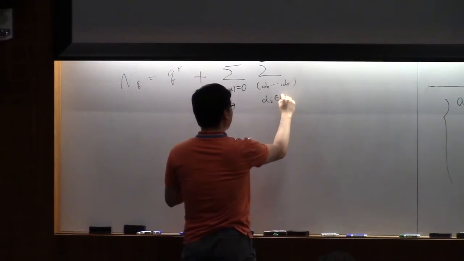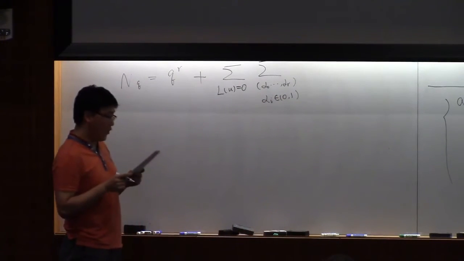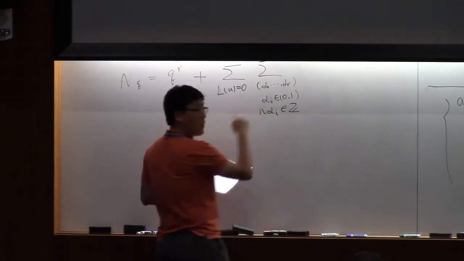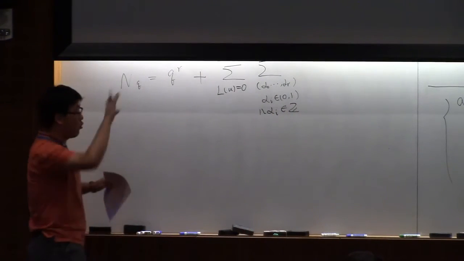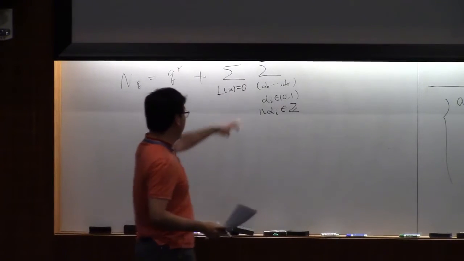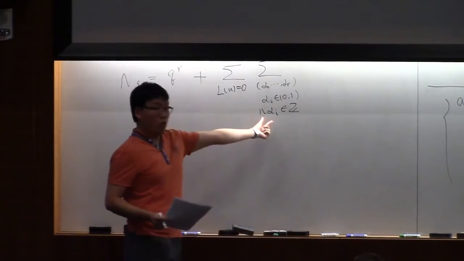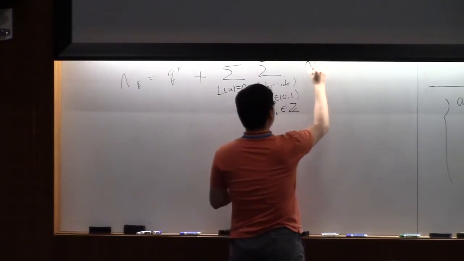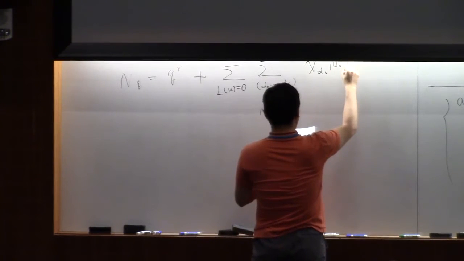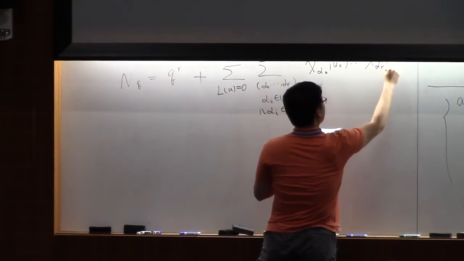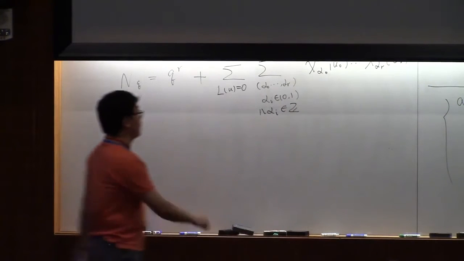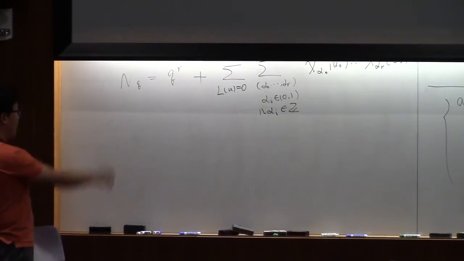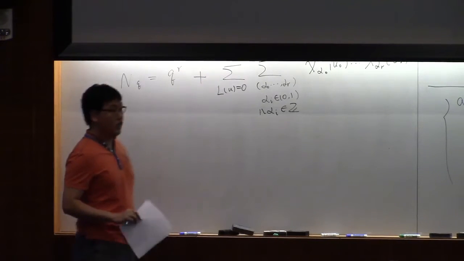Here, all these alpha i's should be between 0 and 1. Here it must be strictly between 0 and 1 because we remove the possibility that alpha i is equal to 0. And also we should keep the restriction that n times alpha i is an integer, then we have the last summation.